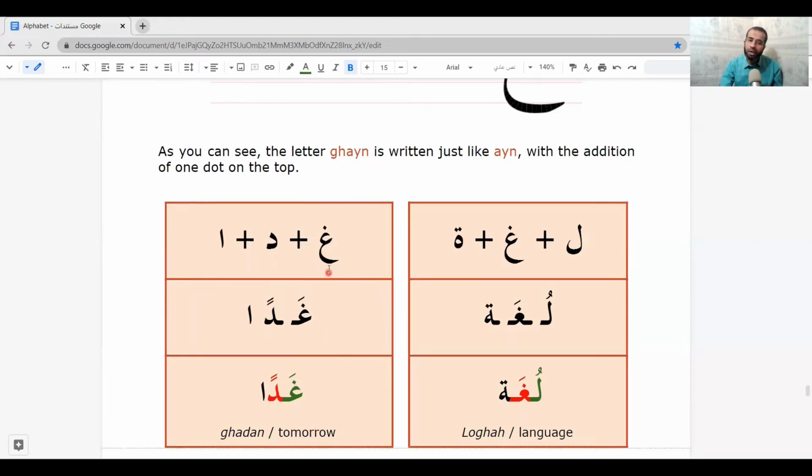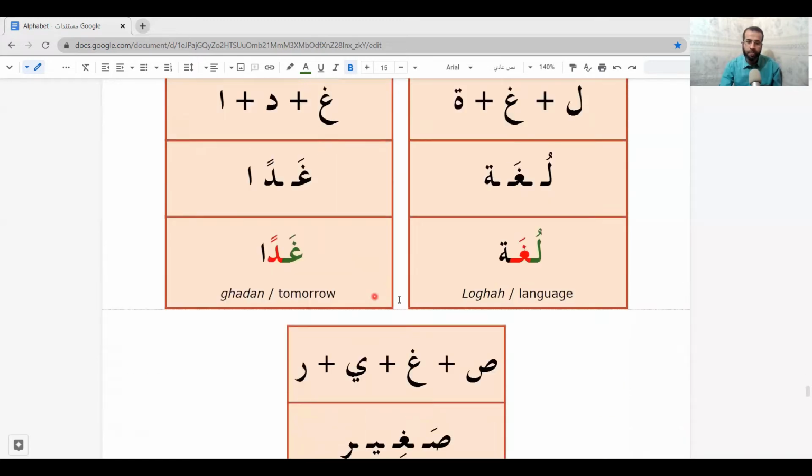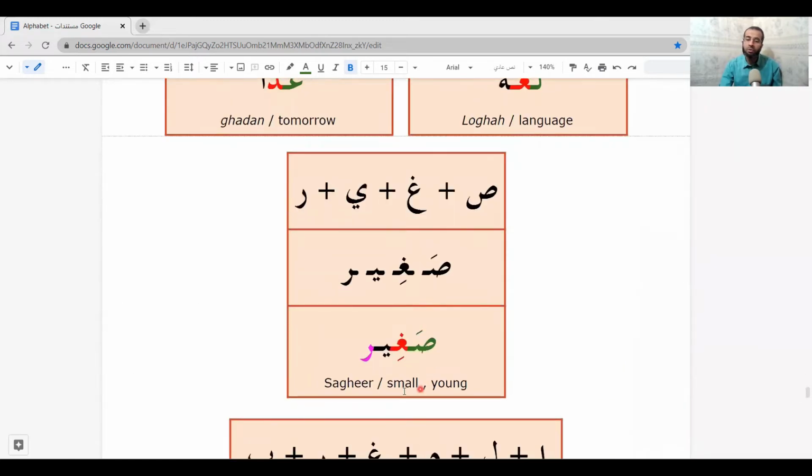Tomorrow, غين, دال, ألف. The غين has فتحة, so we say غا. The dal has تنوين, and because it's تنوين الفتح, it's followed by ألف. So here we say غدا. غدا means tomorrow. The next word means small or young.